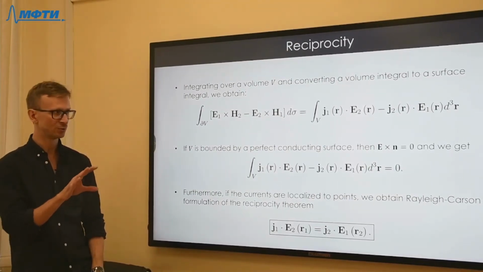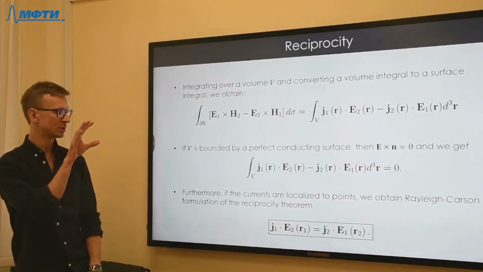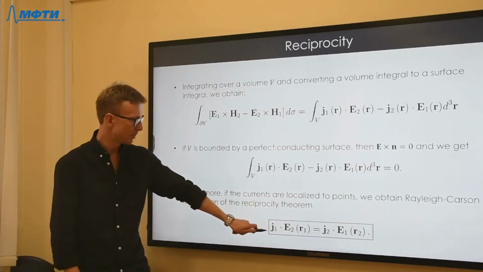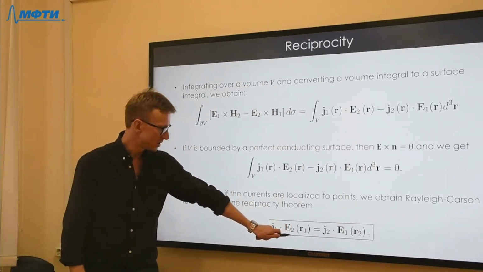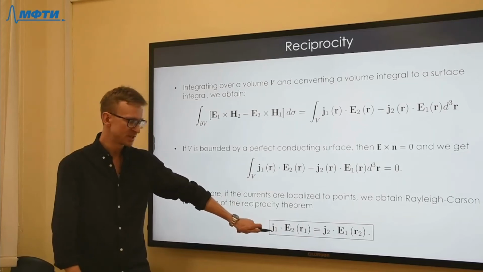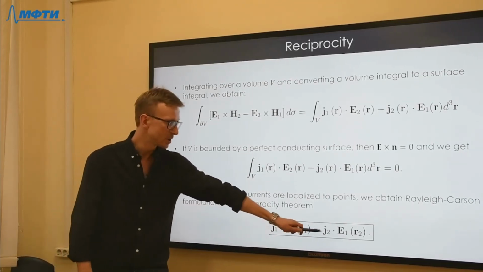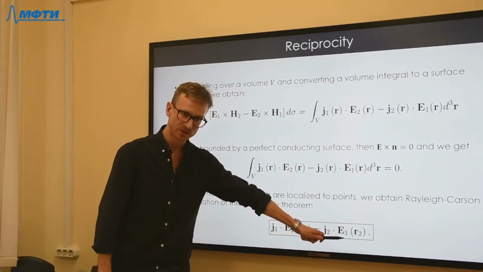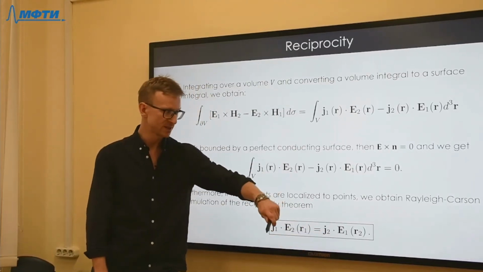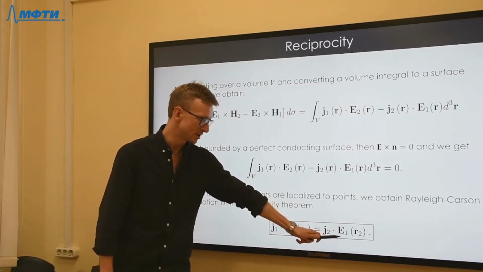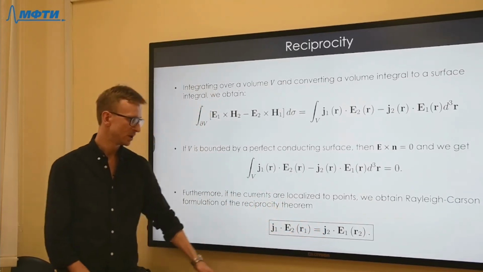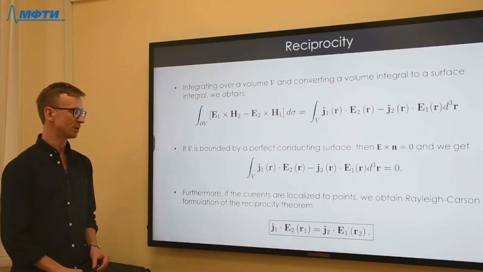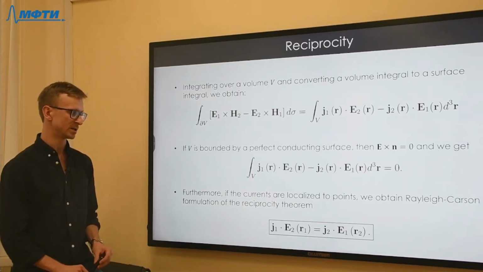Now J1 and J2 are point sources, and E1 and E2 are the fields produced by them. This is the field produced by the second current at the position of the first current. And here vice versa, this is current 2 multiplied by the electric field produced by the first current at the position of the second current. Okay, this might sound confusing, but whenever you look at the expression, you should immediately understand how it works.